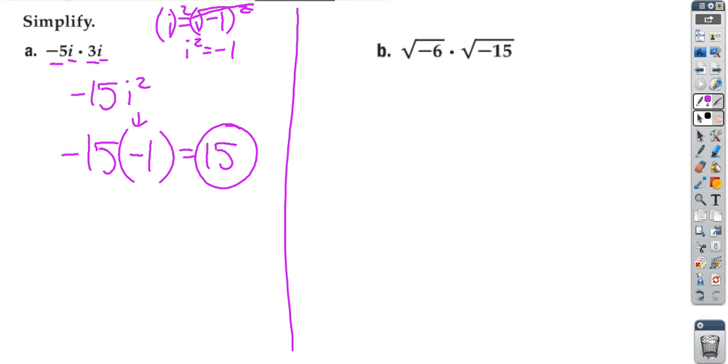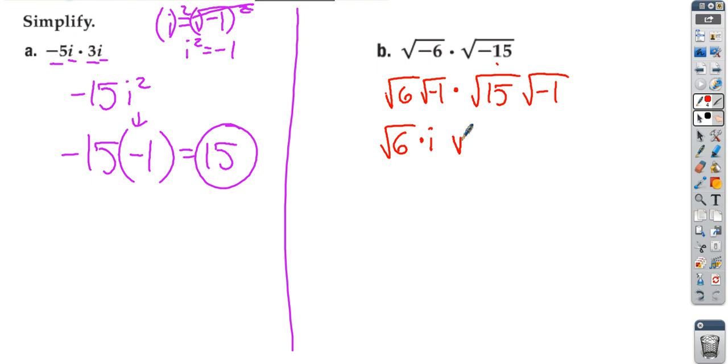What if you have to multiply two negative square roots? What you can't do is start just doing negative 6 times negative 15. You can do that for real numbers. These are not real numbers though, these are imaginary numbers. So the first thing we always do when we have negative square roots is we first start by pulling out a square root of negative 1. We're pulling out an i. So we have what you see right there.